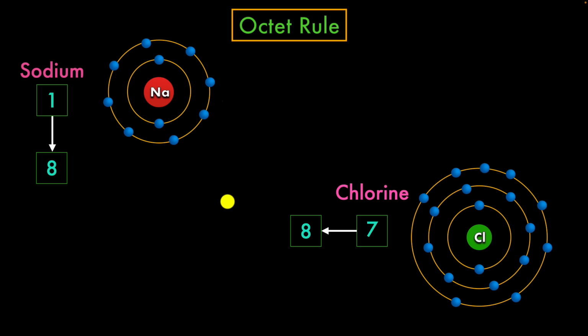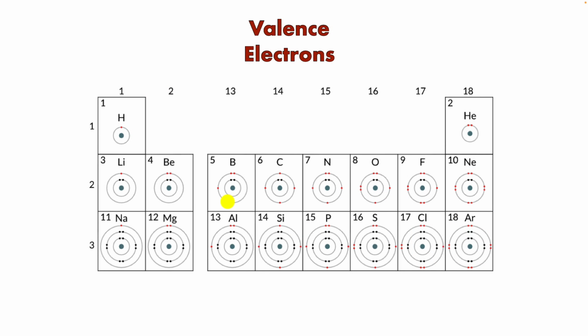And one of the most useful features of the periodic table is that you can figure out the number of valence electrons just by knowing the group. Group 1 has 1 valence electron, group 2 has 2, group 13 has 3, group 14 has 4, all the way to group 18, which has 8 valence electrons, making them stable. Of course, helium is an exception. It only has 2 valence electrons, but that still makes it stable.